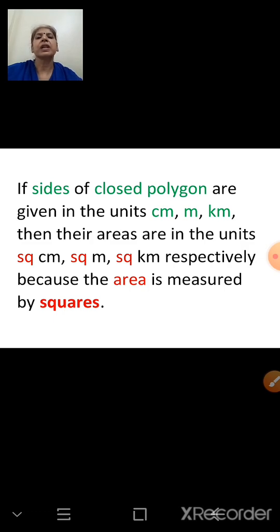So sides of a closed polygon, which are closed polygons? Like triangle, it's a closed figure. It is having 3 sides, we call it triangle. It is having 4 sides, quadrilateral. If 5 sides, pentagon, and so on. So we will be studying about area of triangle and some of the quadrilaterals.